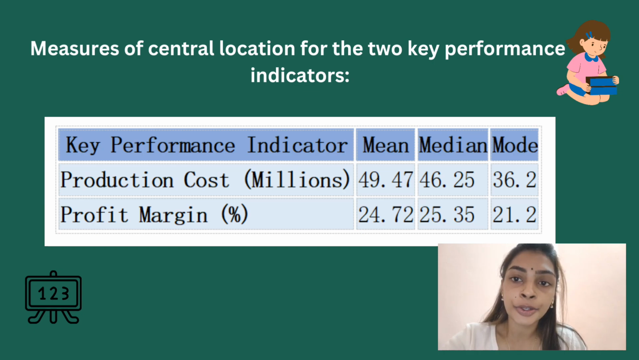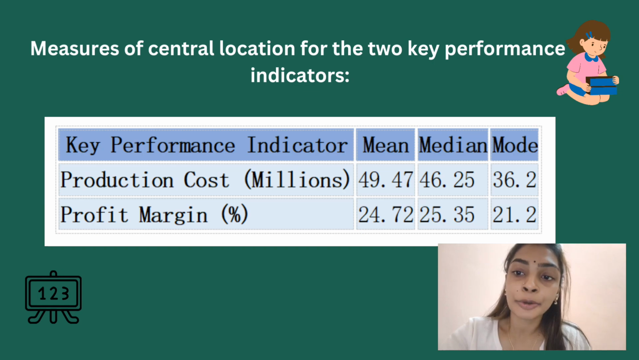Measures of central location for the two key performance indicators. First, for the production cost, for the mean we get 49.47 million. For the median we get 46.25 million, and for the mode we get 36.2 million.